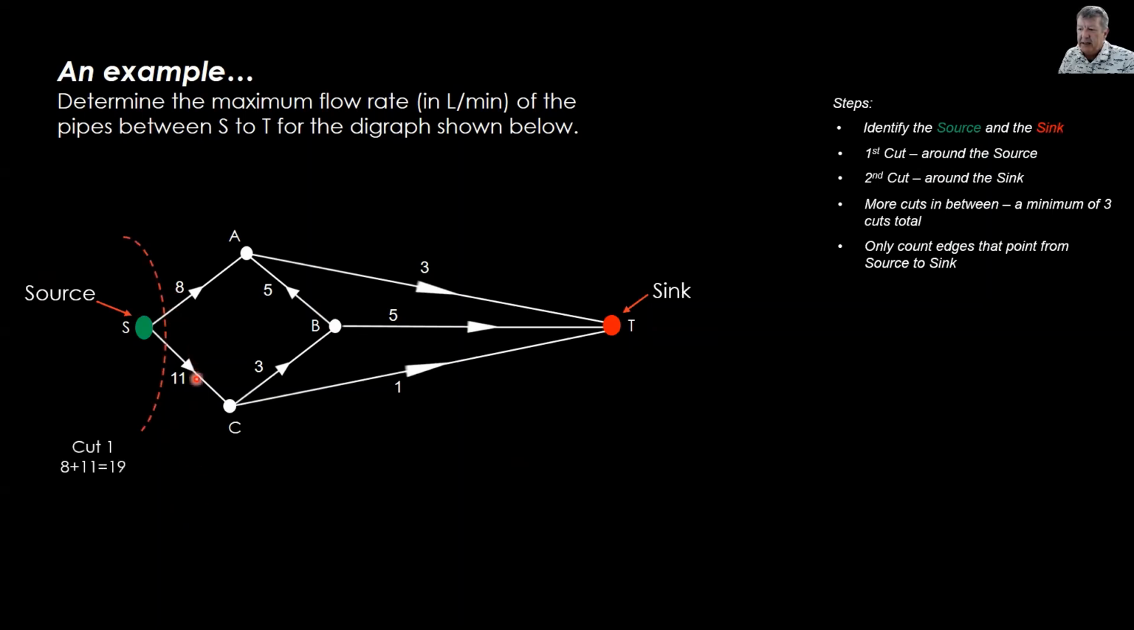And what does that one add up to? Let's see, 8 there, 11 there's 19. Great. Now I've labeled this one cut 1 rather than write a total over here. So cut 1 is 19. Second step, cut around the sink. So there's the cut around the sink. Cut 2, the 3 there, the 5 there, the 1, which equals 9. Great. Let's put some in the middle now.